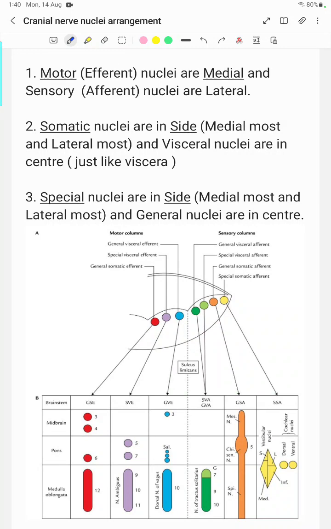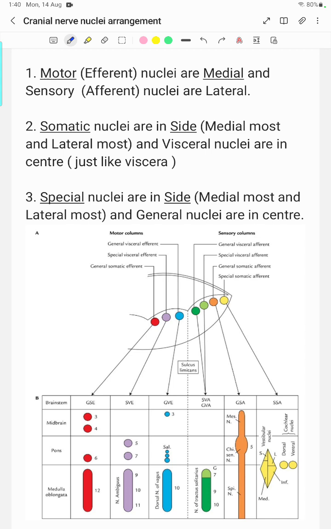So just remember three rules: that motor or efferent nuclei are medial, somatic are inside, and special are inside. So it's easy to remember, right? M for M, S for S, and S for S, right? Okay, motor are in medial side, somatic and special are inside.